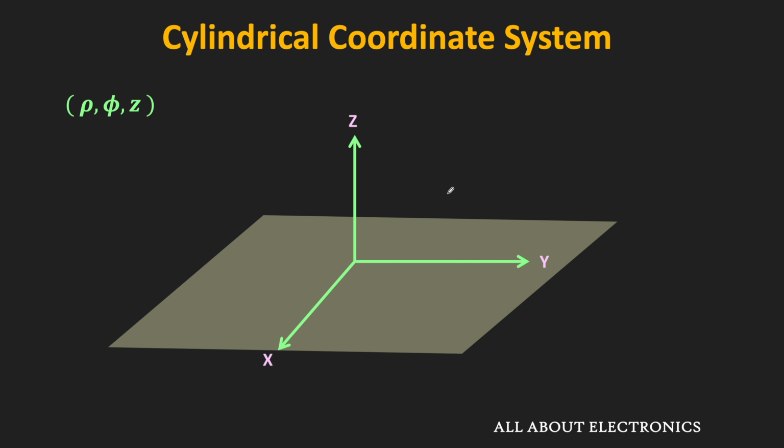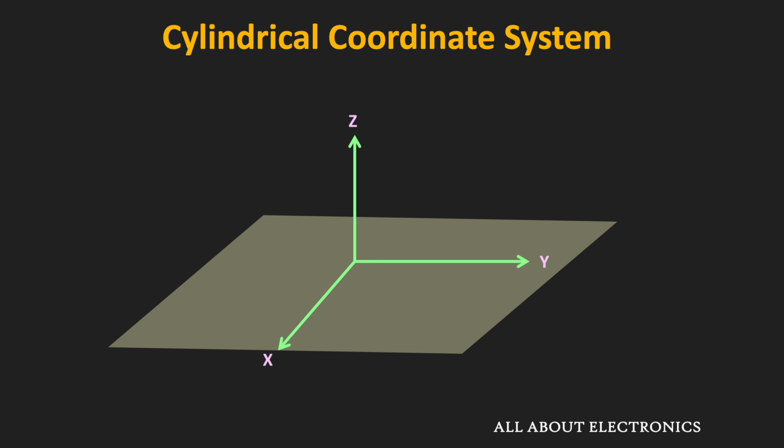And likewise, this z is the linear distance of the point from the xy plane. Similar to the Cartesian coordinate, this z can vary from minus infinity to plus infinity. That means here, the range of z is from minus infinity to plus infinity. So in this way, in the cylindrical coordinate system, we have the coordinates rho, phi and z.